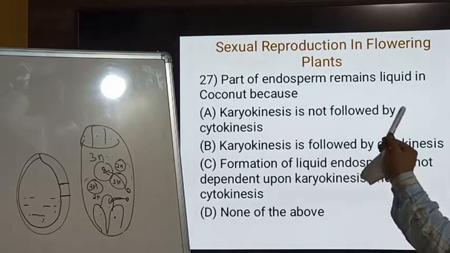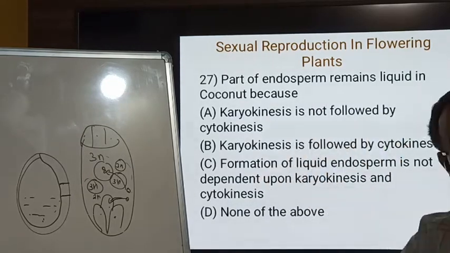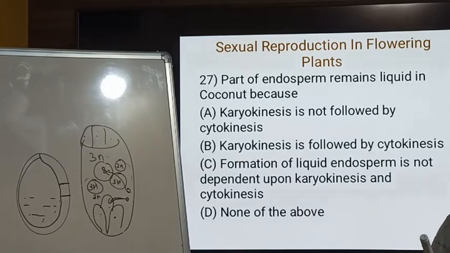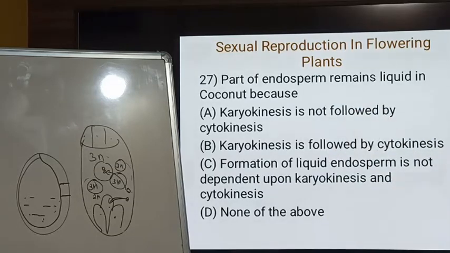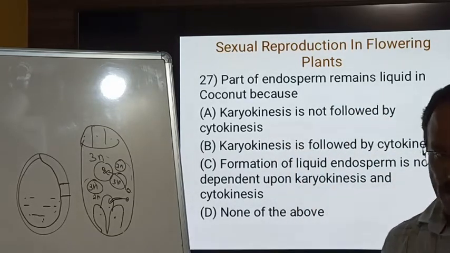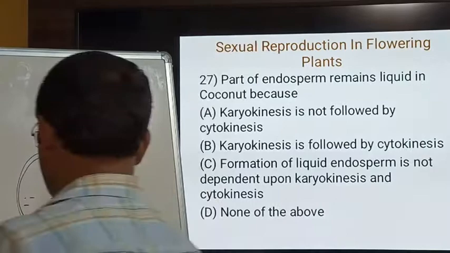So you see the options. Karyokinesis is not followed by cytokinesis. So karyokinesis takes place and cytokinesis does not take place. This leads to the formation of liquid endosperm. So the option is A. Next question.